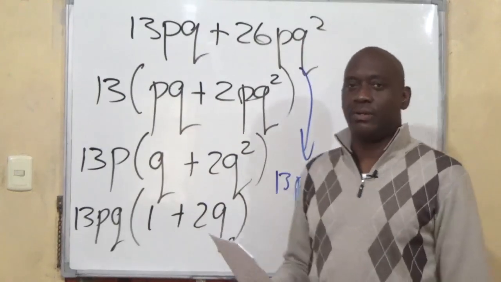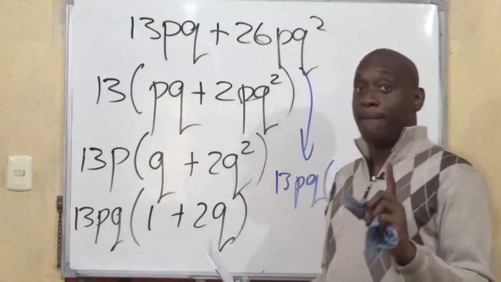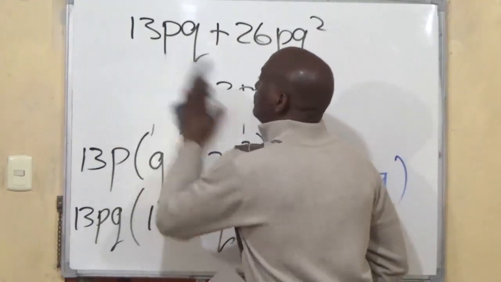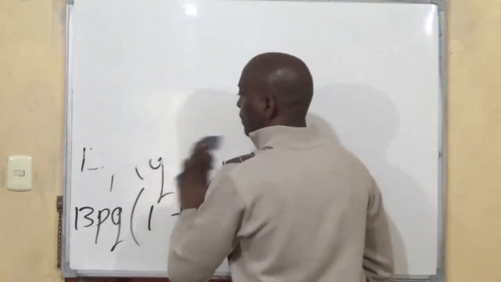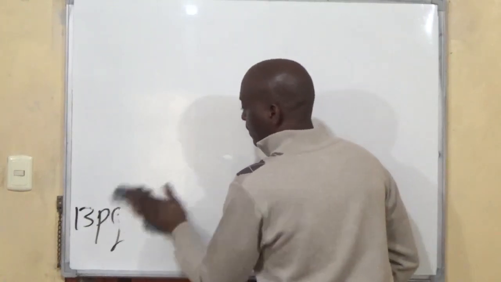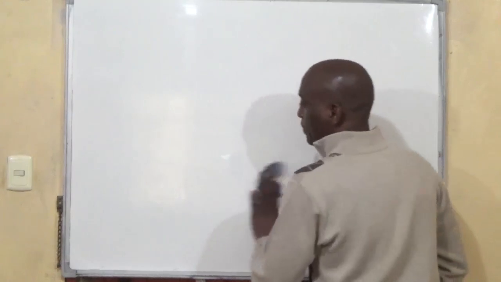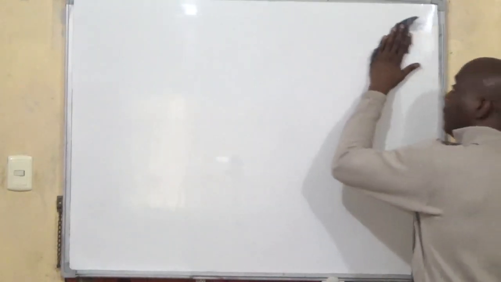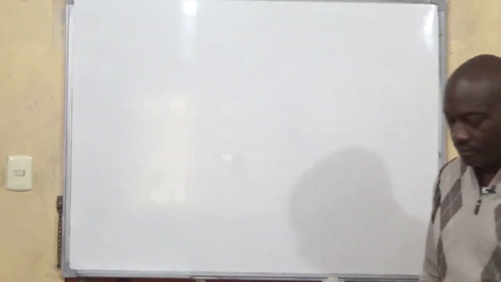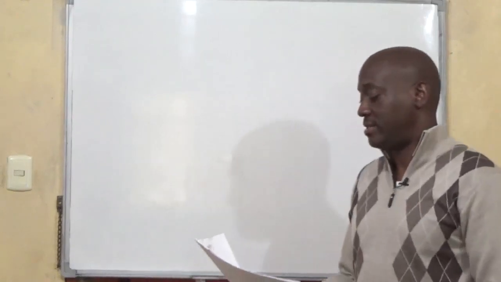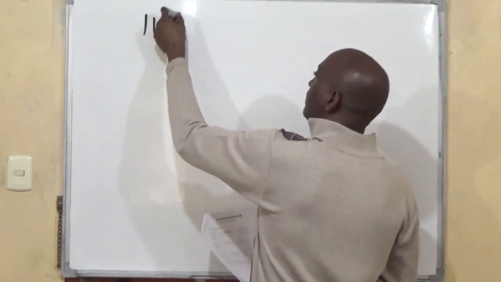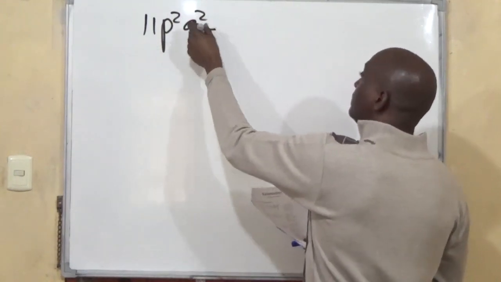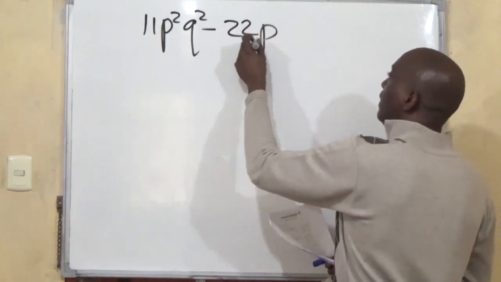All right, so let me check out the next one now. The next one in this series where we're dealing with bivariate binomials. Alright, so we're going again. So the next example in this series on bivariate binomial, we have 11, right? Let me make some space here. 11 p squared q squared minus 22p. Right? Nice.